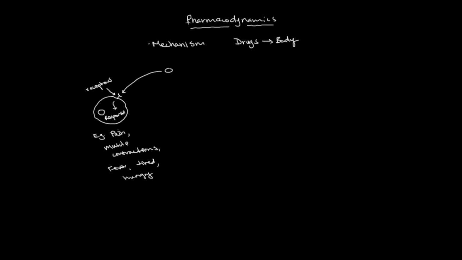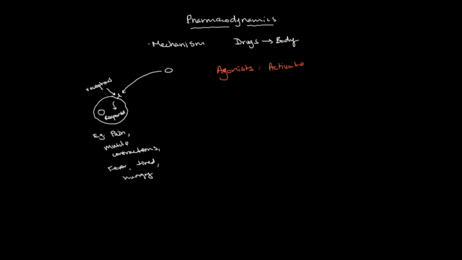So drugs take advantage of this by either copying or blocking these signaling events from happening. They can be divided into two major classes. So agonists. And agonists activate these pathways. Oftentimes these agonists look very similar to the signaling molecule that's produced by the body.